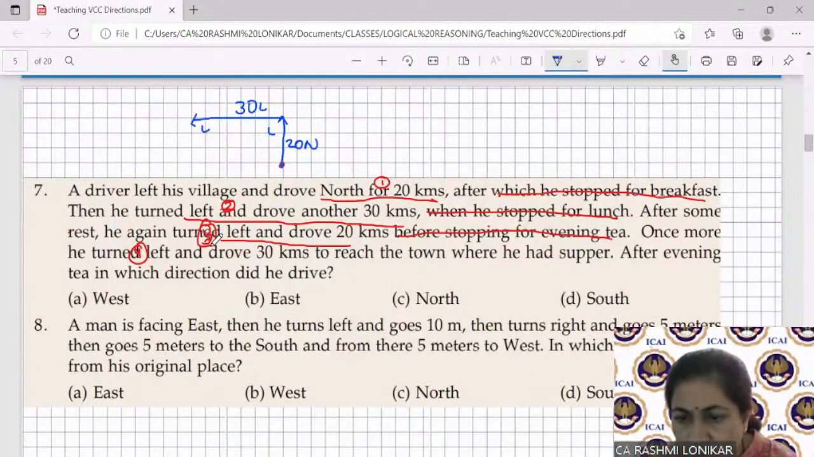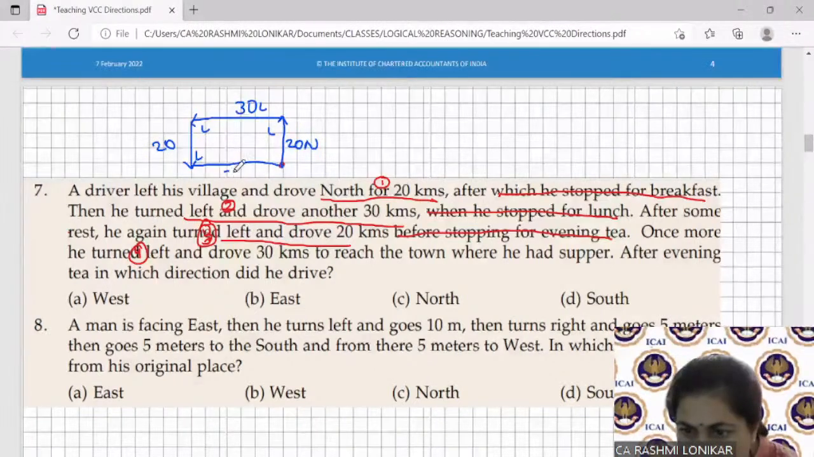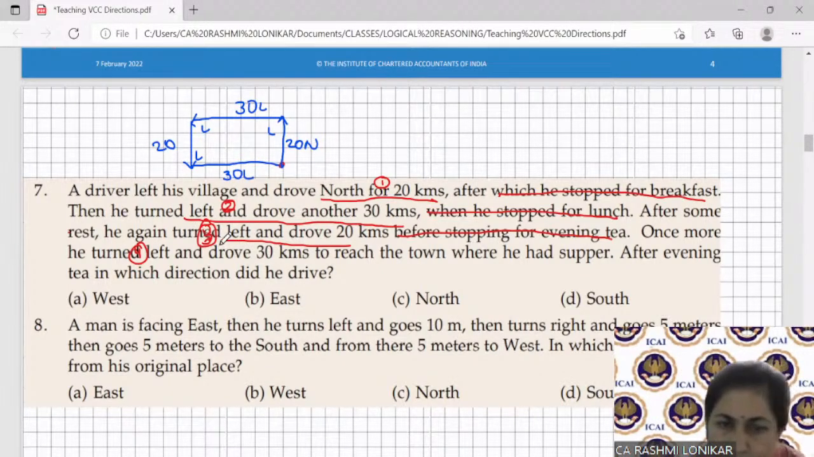After some time, he turned left and drove 20 kilometers. So where is his left? This is his left. Once again, he turned left and drove 30 kilometers. Once more, he turned. After evening tea, in which direction did he drive?